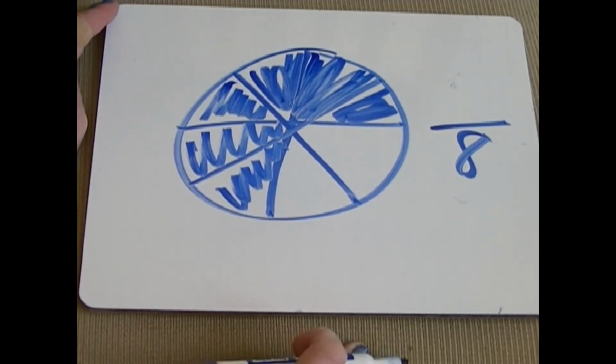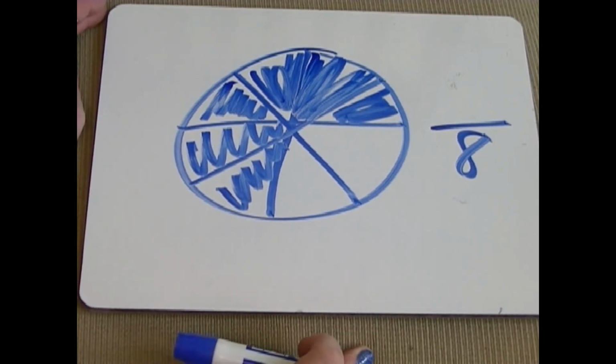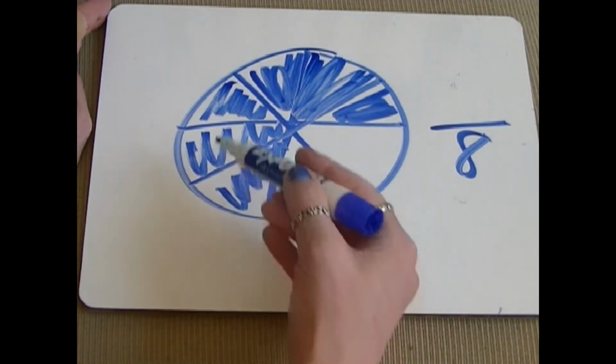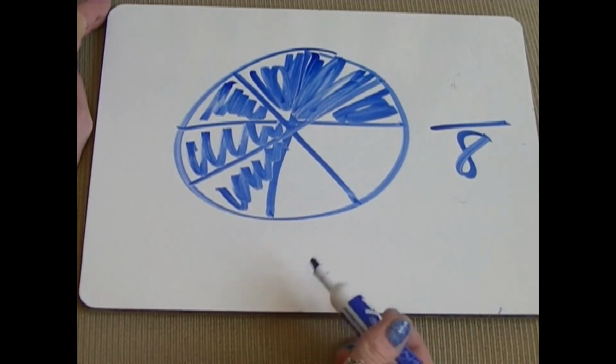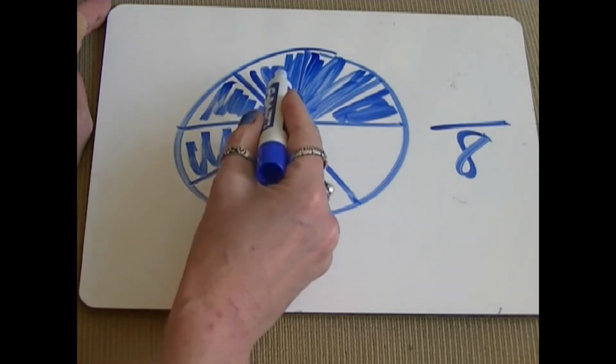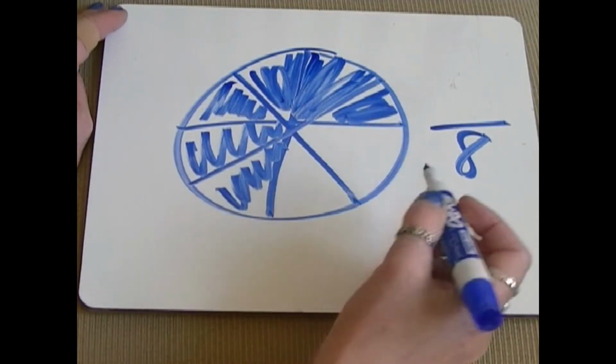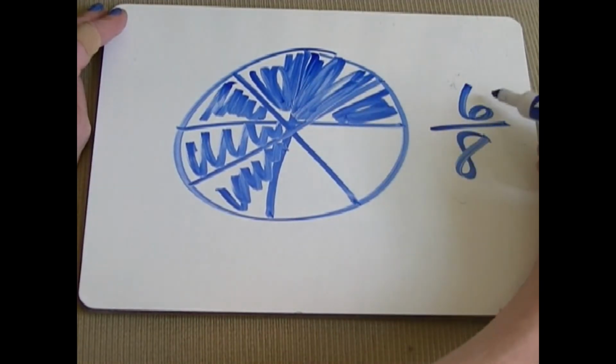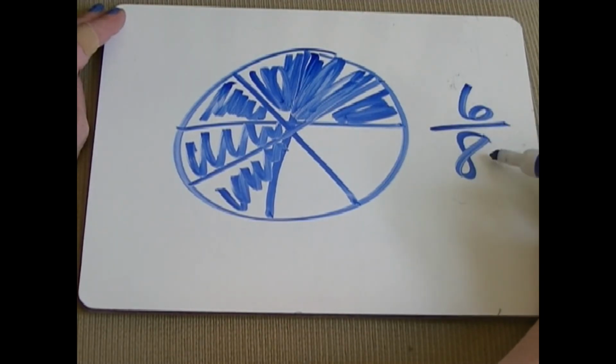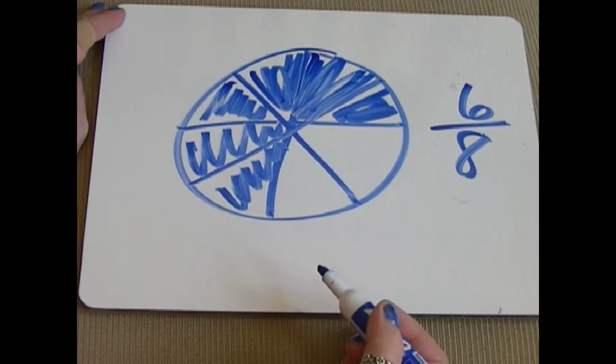All right, here we go. Some more people have come and taken pieces of our pizza. What if I asked you how much of the pizza has been eaten? Keywords there, has been eaten. So now we're talking about how many pieces are gone. So let's count them up. 1, 2, 3, 4, 5, 6. 6 pieces out of 8 altogether have been eaten. So 6/8 of the pizza has been eaten.